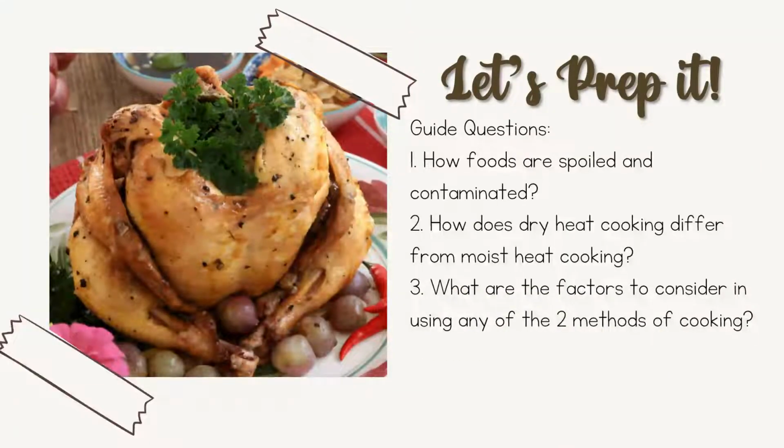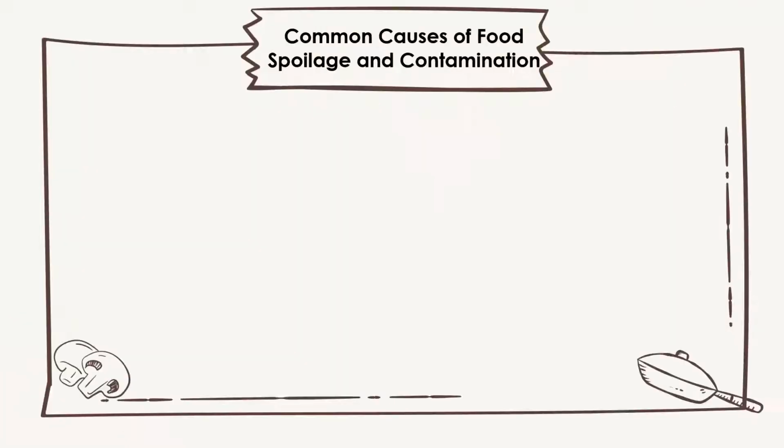Let's prep it. Here are the guide questions. For number 1, how are foods spoiled and contaminated? Number 2, how does dry heat cooking differ from moist heat cooking? For number 3, what are the factors to consider in using any of the 2 methods of cooking?